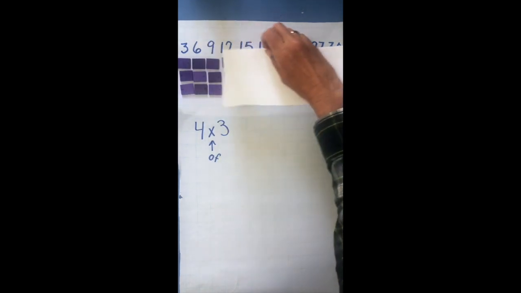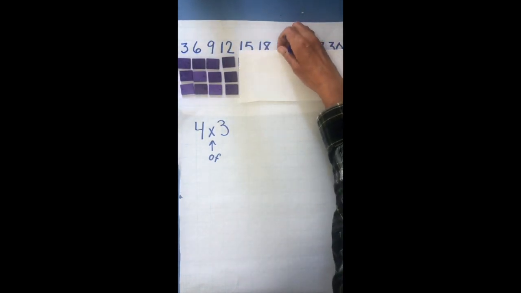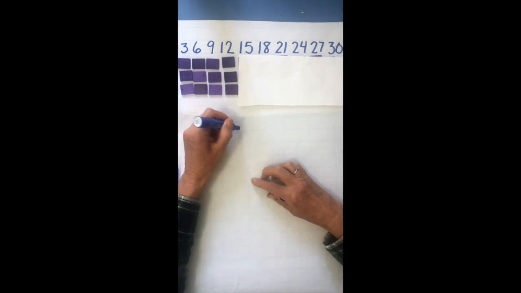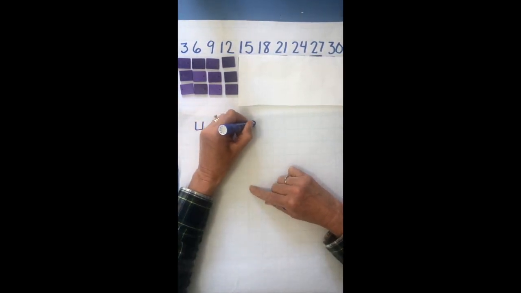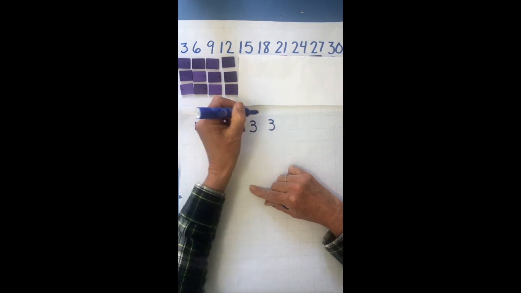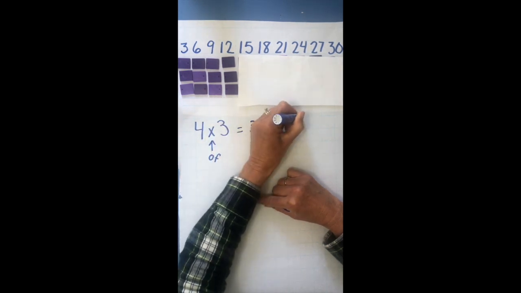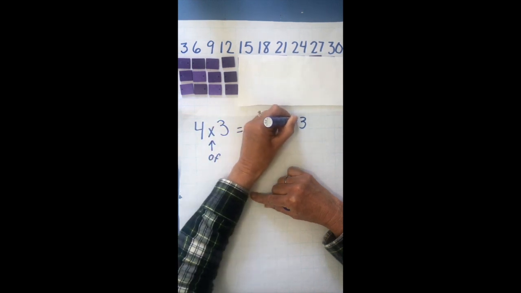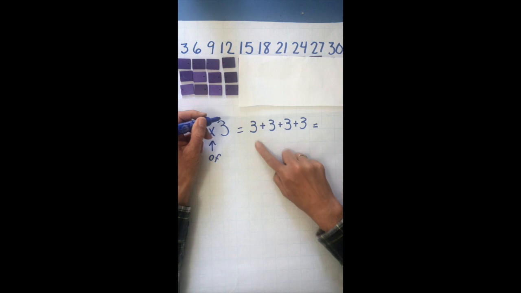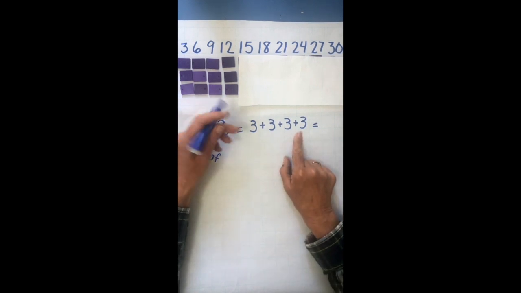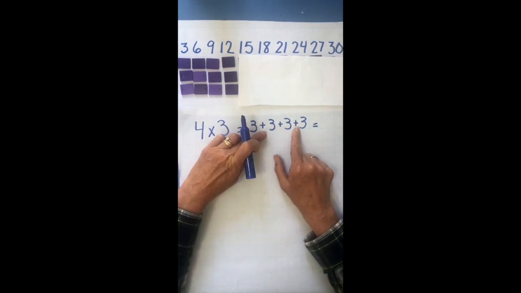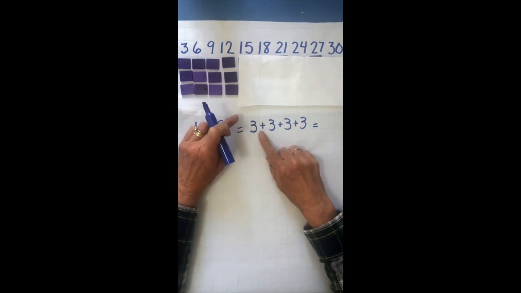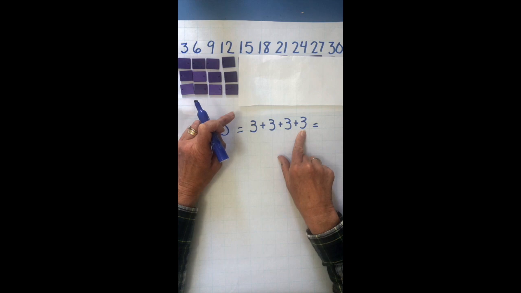So what I have here is this problem. I have 4 groups of 3. So I have 1 group of 3, 2 groups of 3, 3 groups of 3, 4 groups of 3. And then I'm going to put a plus sign in there. Now this is repeated addition. Why? It's not because we keep repeating the plus sign. It's because we keep repeating the same number. We have only 3s here and they keep repeating.